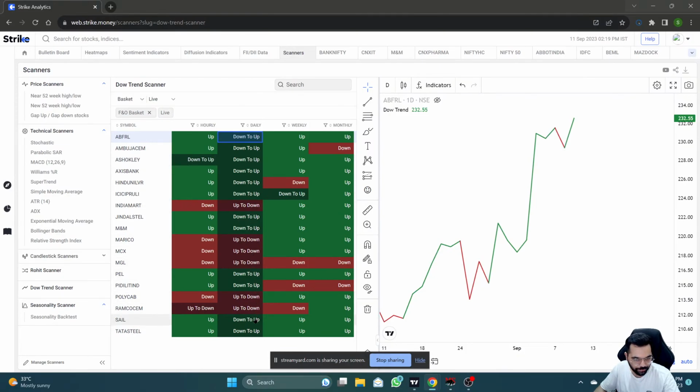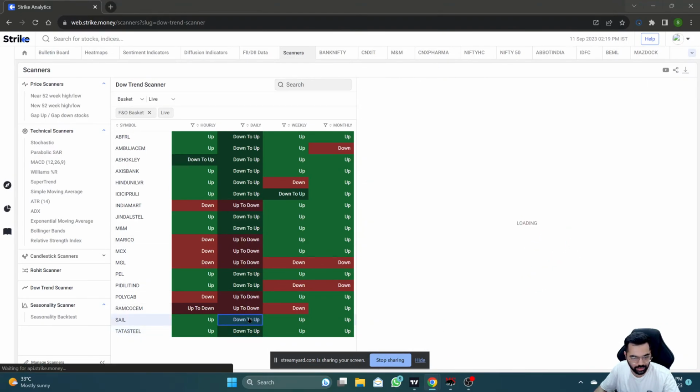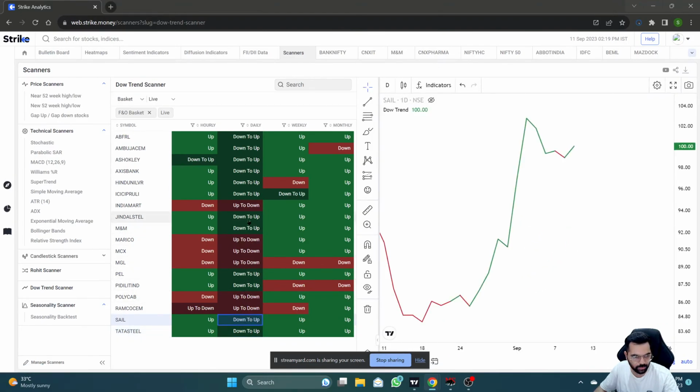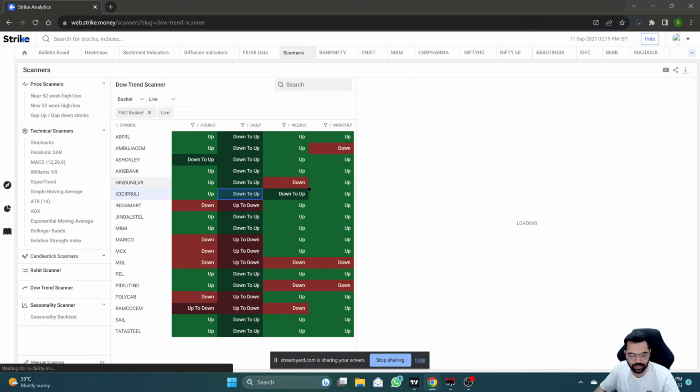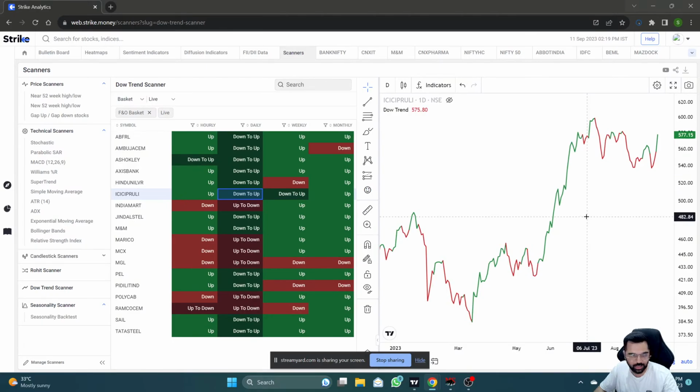Let's see if there are any interesting names. Yeah, so there are actually a mix of signals here. You'll have to check out each chart and then choose one based on your liking. Oh, there is a question. There is a question from Pramod to look at Indigo.